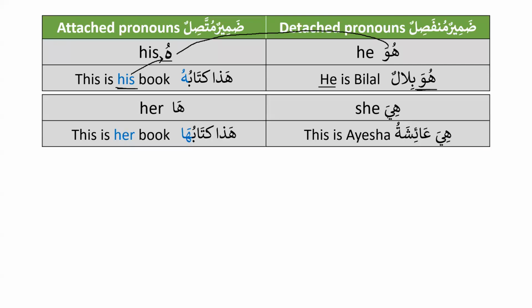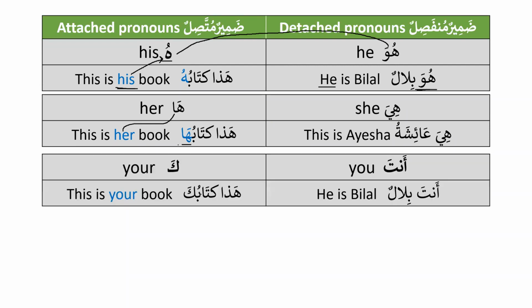For example, we have learned hiya, and we know that when we use it in a sentence, we say hiya Aishatu. This is Aisha. And when we want to say that something belongs to her, for example, this is her book, then we will say hadha kitabuha. Hadha kitabuha. So ha is used for Aisha, and in English it means her. And this is her book. So here we will use the attached pronoun ha. Huwa, hu, and hiya, ha.